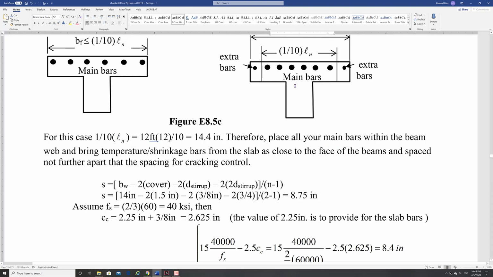So we're going to put our bars right in the middle, and then we're going to add some extra bars just for the temperature shrinkage. Remember, you have bars coming from the slab in that direction. Those are your temperature and shrinkage. So you make sure that you have some of those bars covering some of this area on your flange. That's all. That will be more of a detailing rather than a design. Okay. And again, your spacing will be okay based on the 14 inches that you're using, right?